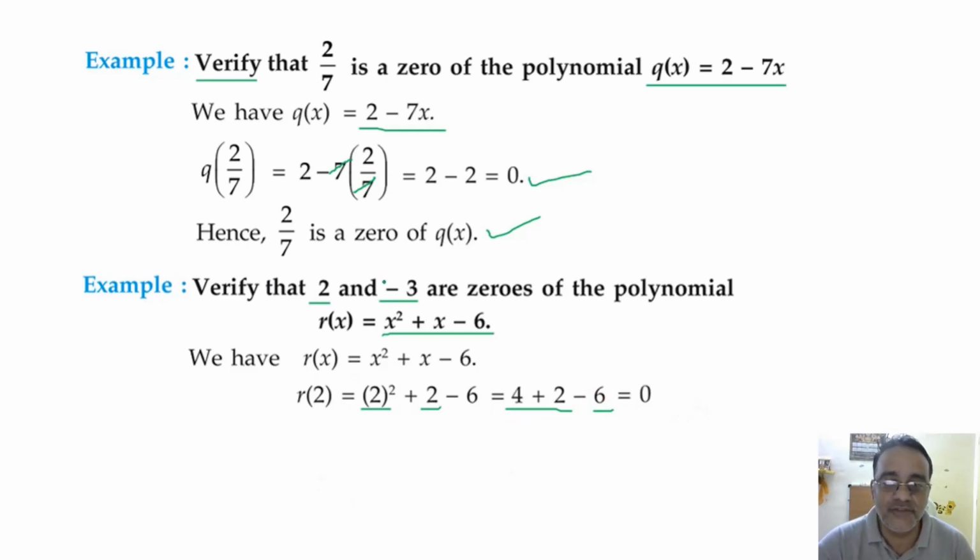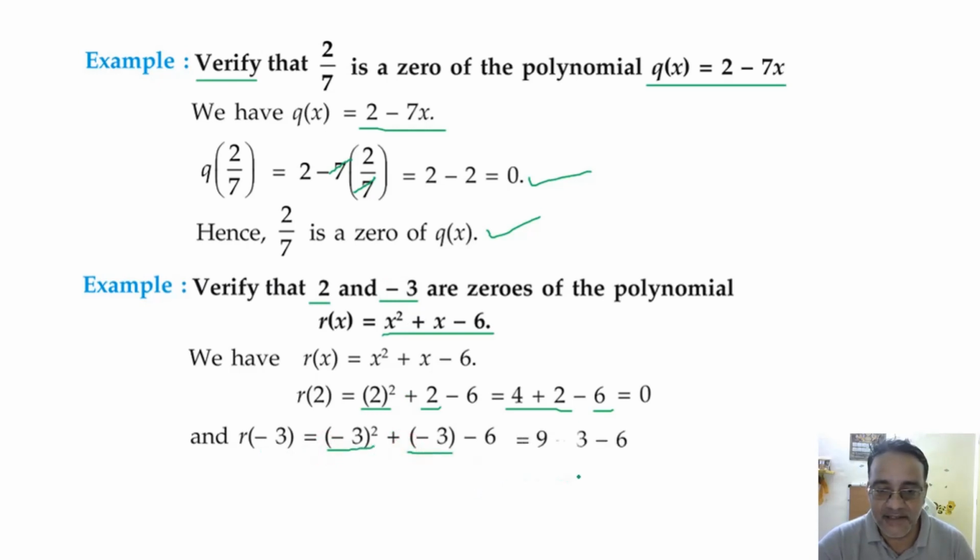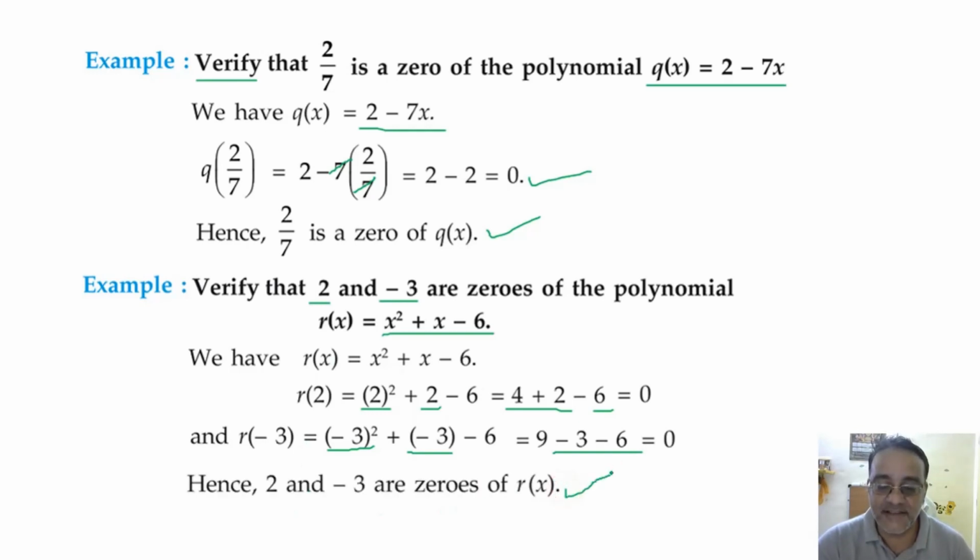Next we are going to check for minus 3. We substitute minus 3, this will become 9, then minus 3 minus 6. So minus 3 minus 6 will become minus 9, and 9 minus 9 will become 0. So that means these two are zeros of r of x.